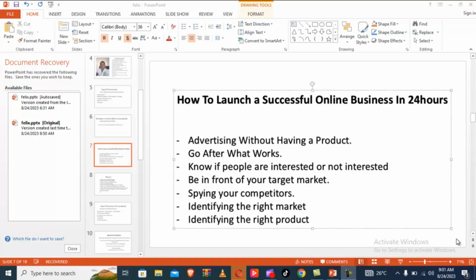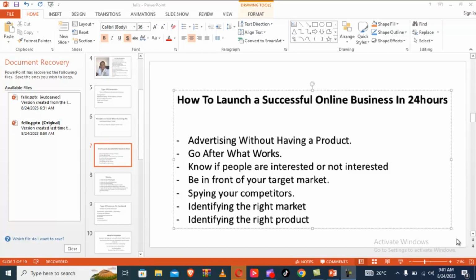Now let me explain better. Especially when it comes to e-commerce, all products are not the same. All products do not convert the same way. There are some products that you can run an ad for, like 1,000 naira, and you'll be getting customers consistently, and you can run ads on some products and you have to spend more money to get customers to buy your product.